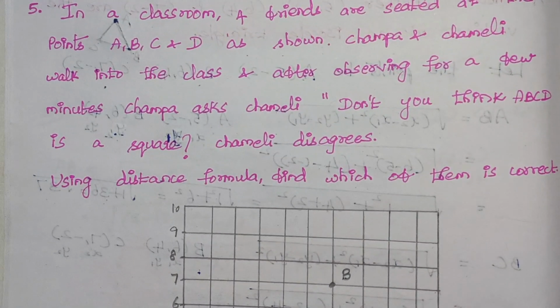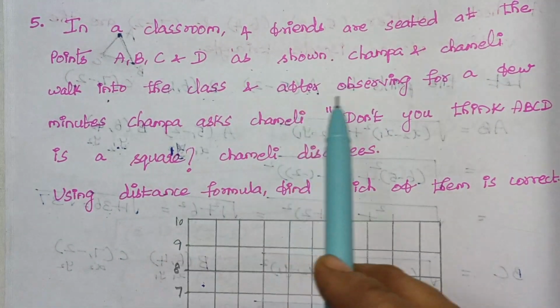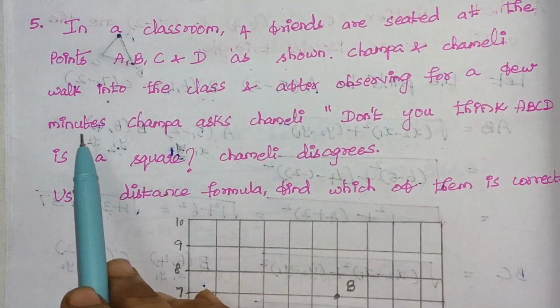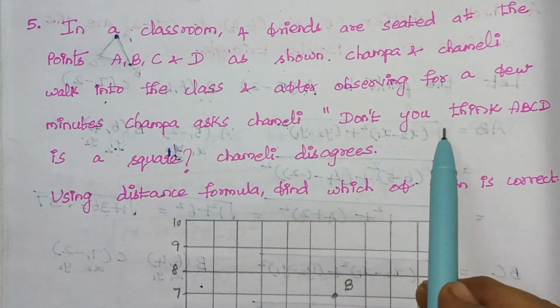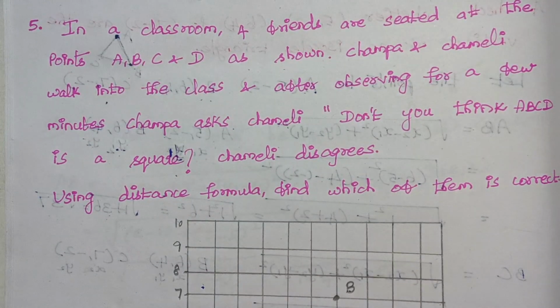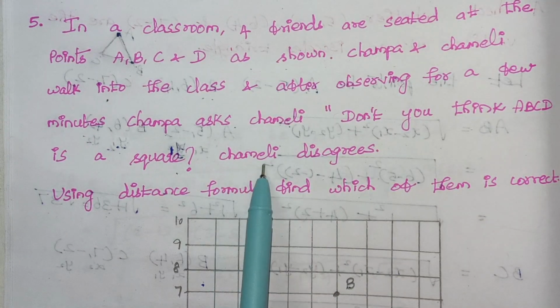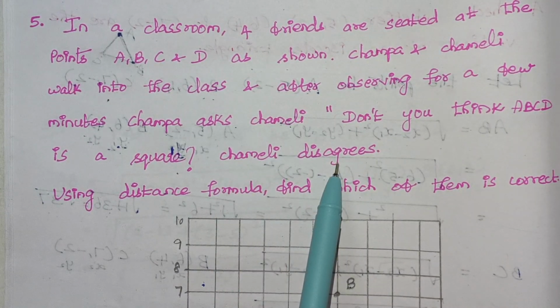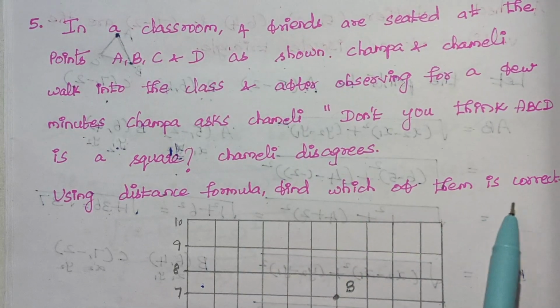So here, Champa and Chameli walk into the class and after observing for a few minutes, Champa asks Chameli, don't you think ABCD is a square? According to Champa, she believes that ABCD is a square, whereas according to Chameli, she disagrees. So using the distance formula, find which of them is correct.